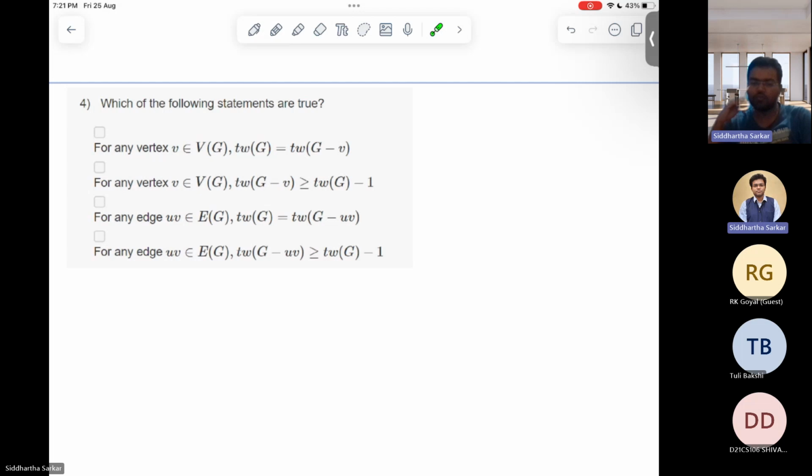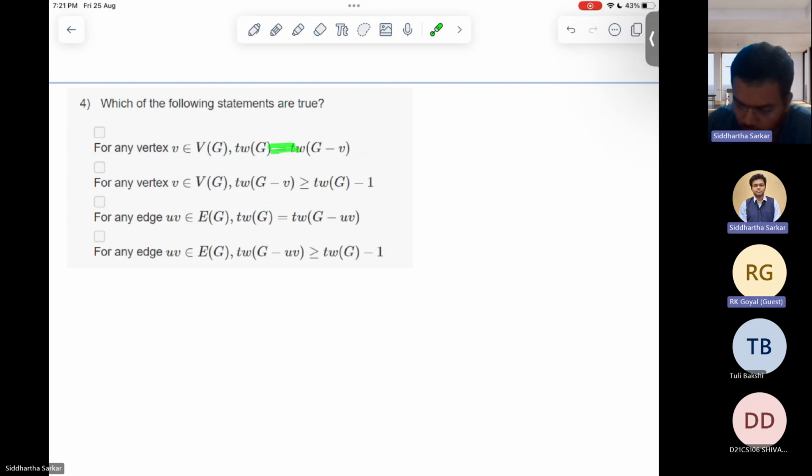So you have a graph G and you pick one vertex from the graph. You delete that vertex from the graph as well as the incident edges on that chosen vertex. So now you have a graph G minus V. So what is the relationship between the tree width of the original graph and the reduced graph?